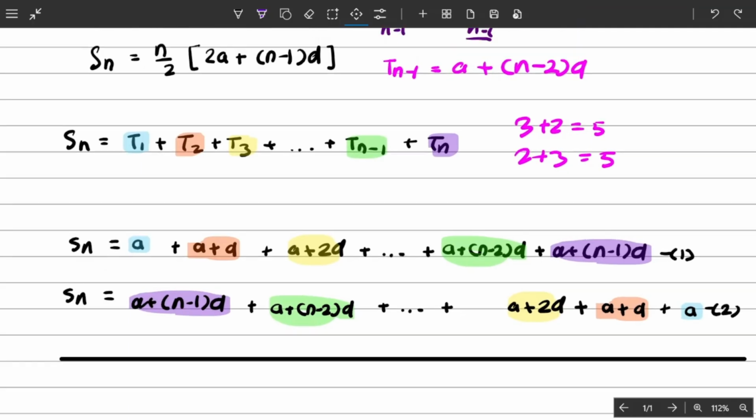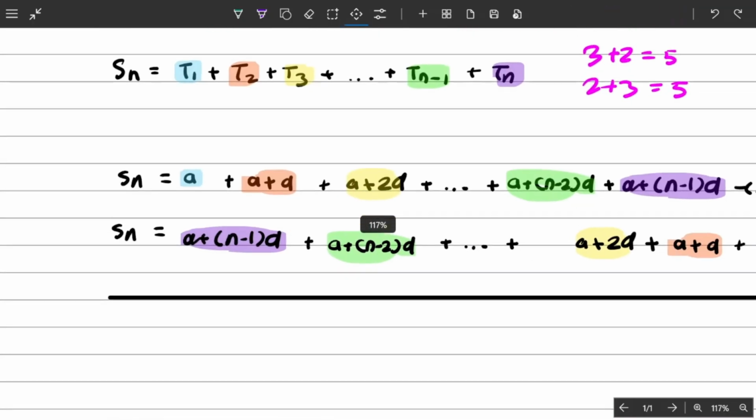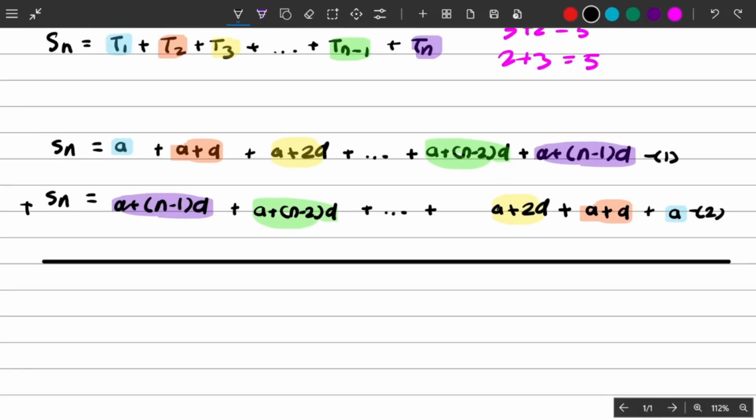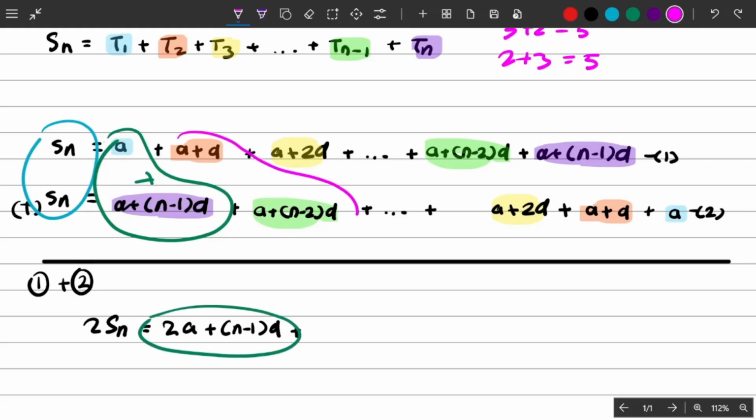How does the 2 suddenly appear here? You need to add these two equations. The first equation add with the second equation. Sn plus Sn, you will get 2Sn. Then a plus n minus 1 d, you will get 2a plus n minus 1 d. So this is the green one. Make sure you add up the first term with first term, second term with second term. A plus d plus a plus n minus 2 d, you will get 2a plus d plus n minus 2 d.